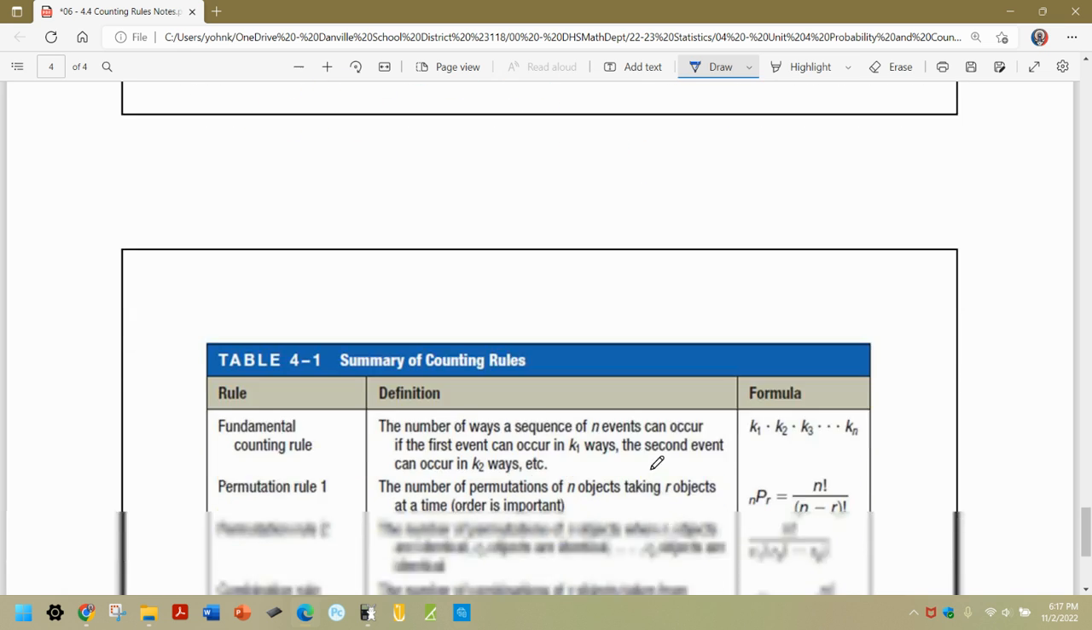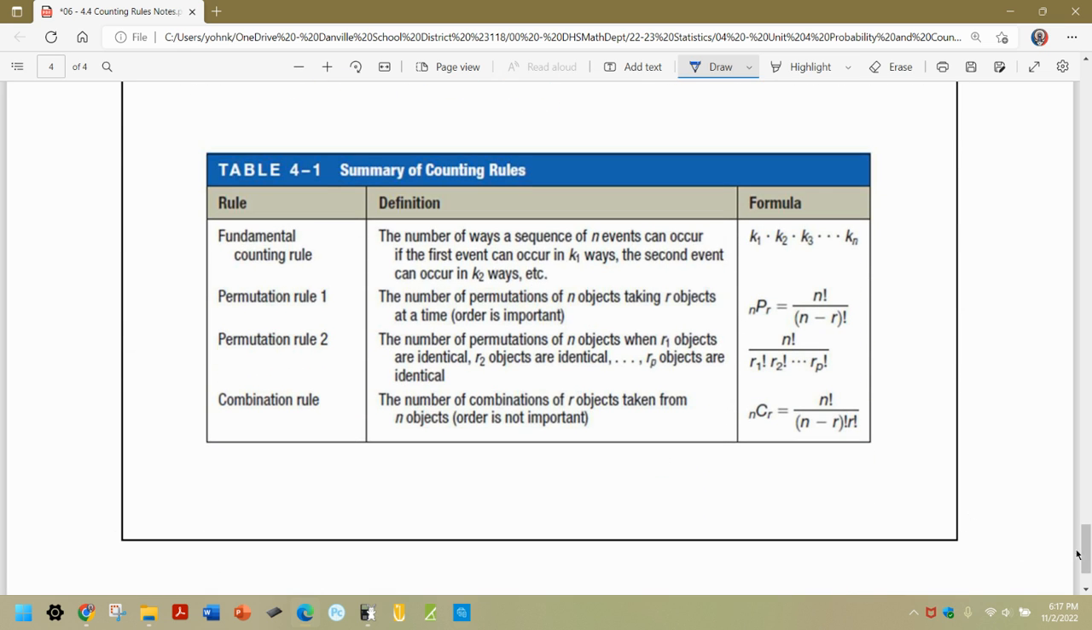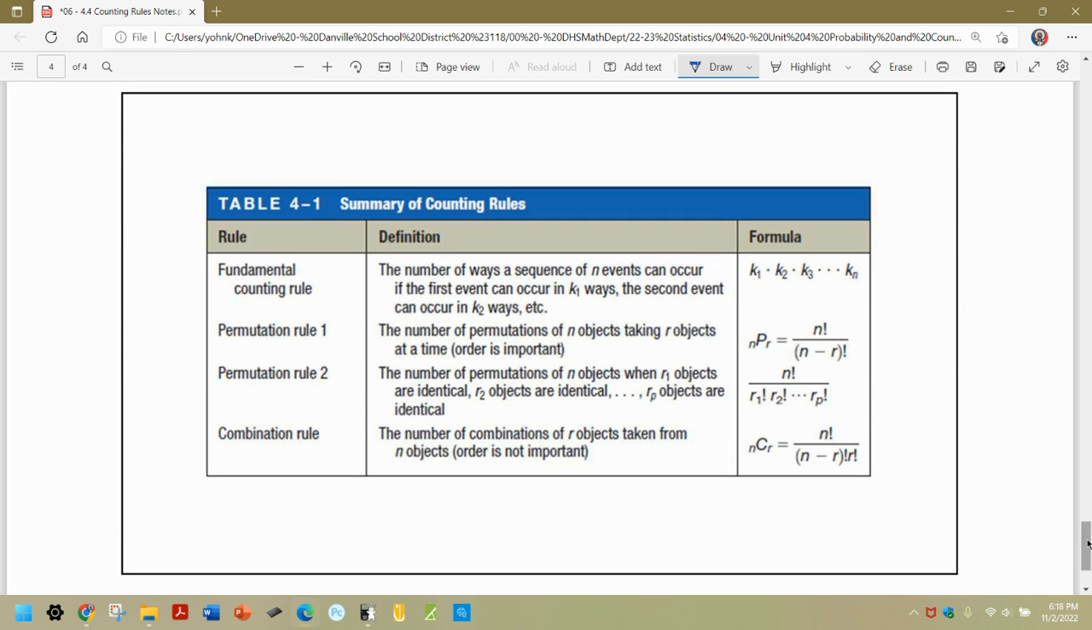All right, kids, last slide. Last slide is a summary of the different rules. So we have 4 rules: the fundamental counting rule, permutation rule number 1. We didn't talk a ton about permutation rule number 2. It just assumes that you have duplicates of things. And so notice at the bottom of the fraction it adds factorials for each thing that is being repeated. And then finally, the combination rule.